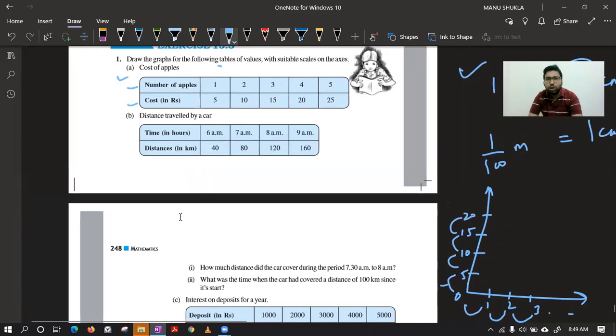Now we all know we can take it as a coordinate 1 comma 5, and you all know you have to find 1 on the x-axis and 5 on the y-axis.